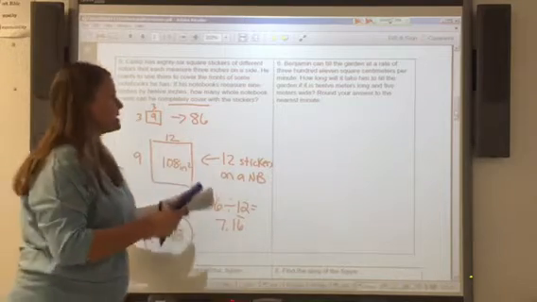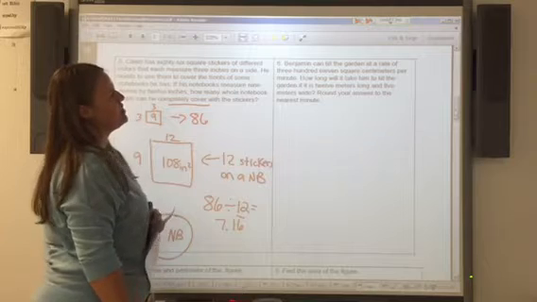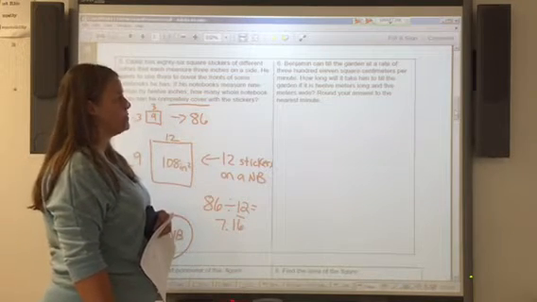All right, number 6, and this was probably the most missed question on the test. Benjamin can till the garden at a rate of 311 square centimeters per minute.